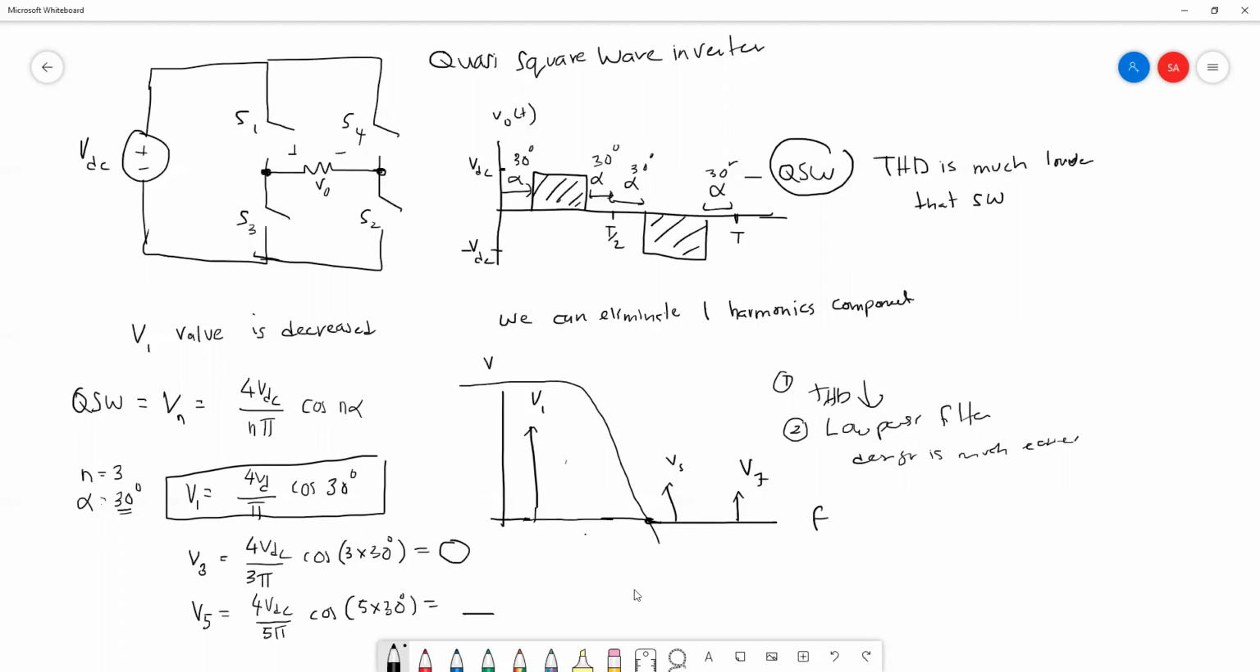Okay, so that's all for the quasi square wave inverter. We will continue with the most advanced switching technique, which is called pulse width modulation.